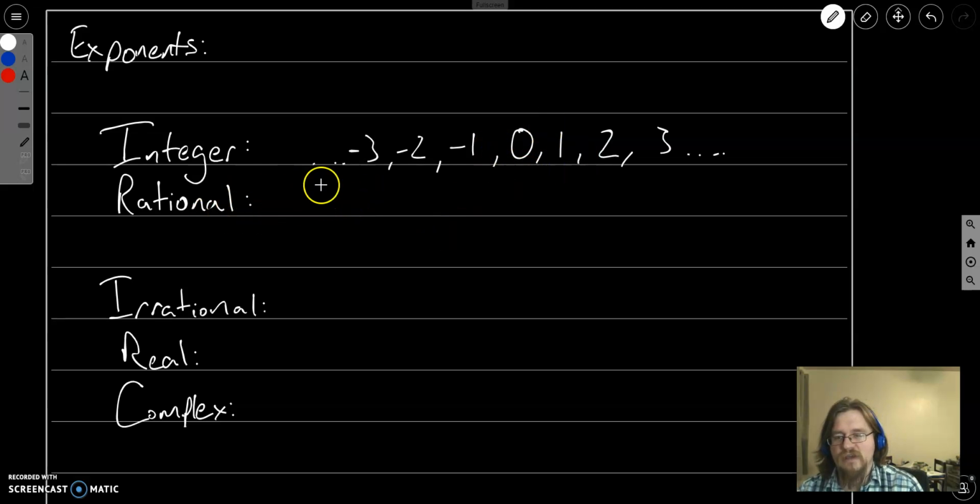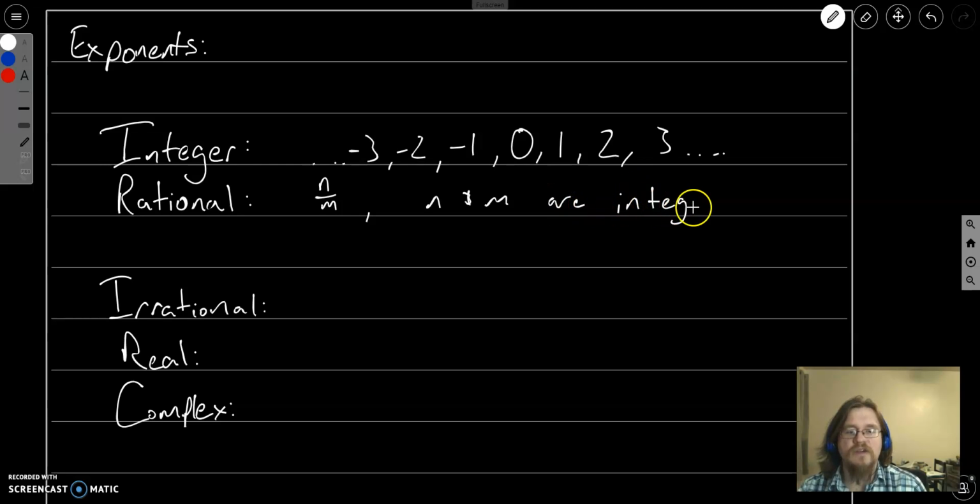Rationals are going to be anything of the form n divided by m, where n and m are integers. Note that we can't divide by 0, but any integer divided by any other integer is going to be a rational number. And it's important to keep in mind that not every number is rational. Some numbers will be irrational.